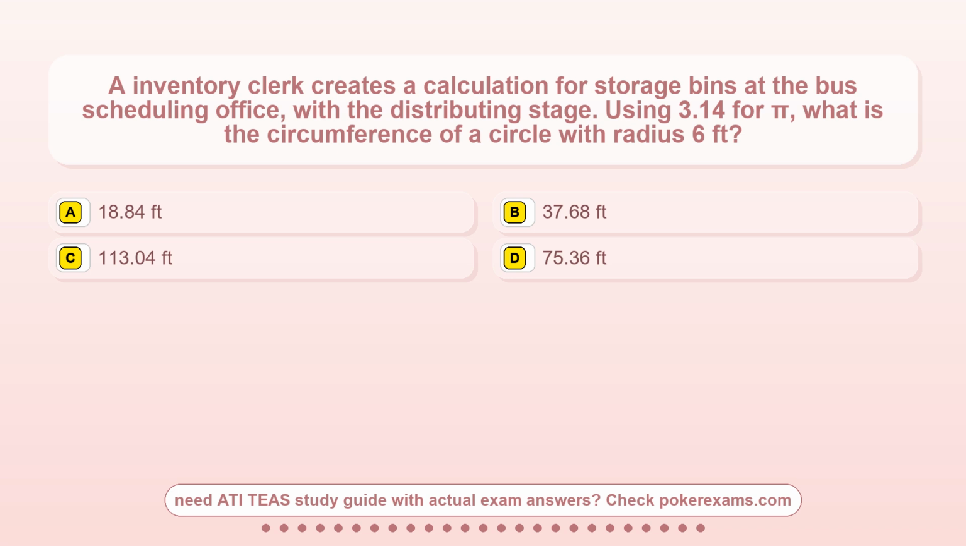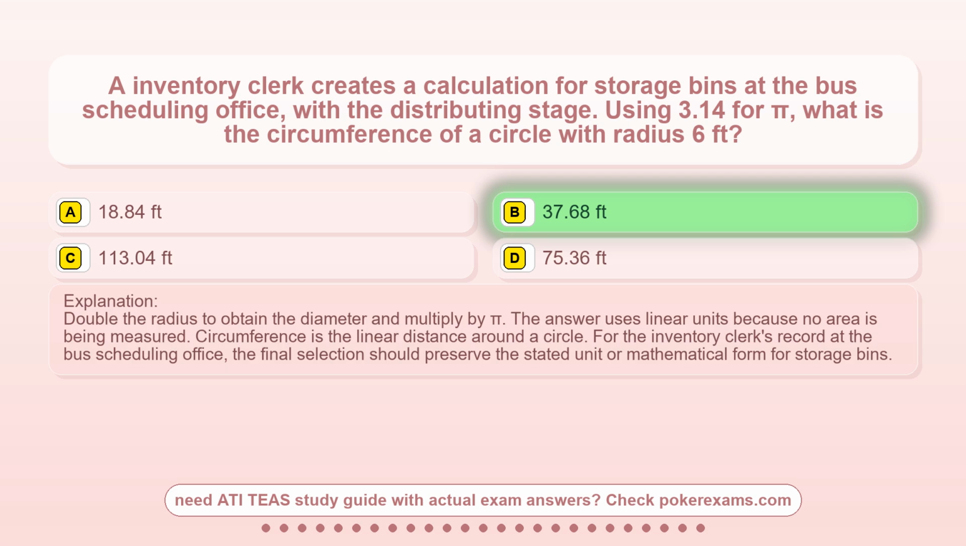Option A, 18.84 feet. Option B, 37.68 feet. Option C, 113.04 feet. Option D is 75.36 feet. The correct answer is option B, 37.68 feet. Double the radius to obtain the diameter and multiply by pi. The answer uses linear units because no area is being measured. Circumference is the linear distance around a circle.